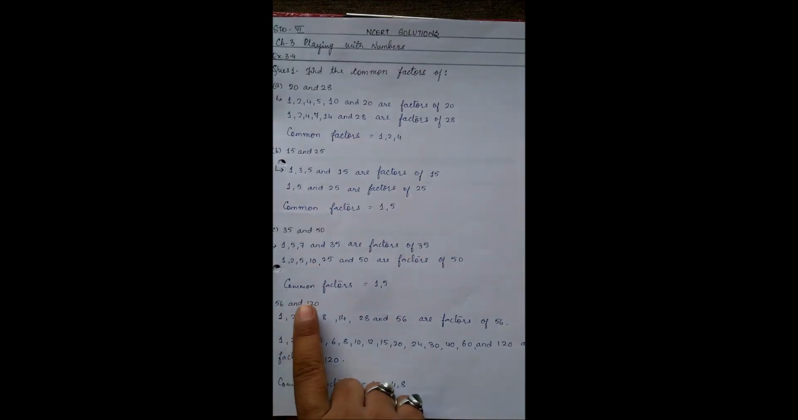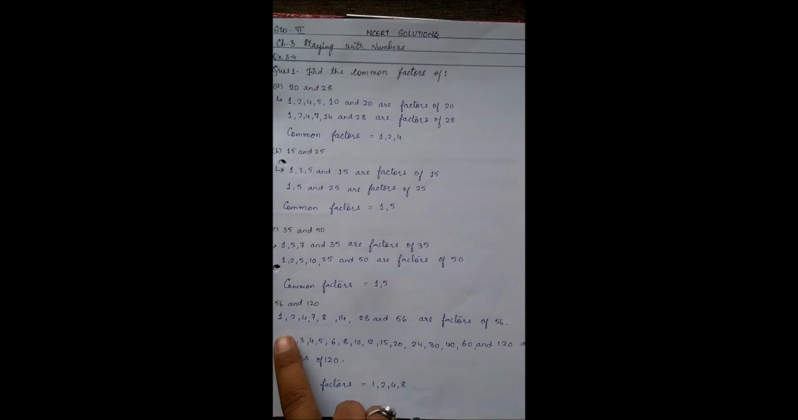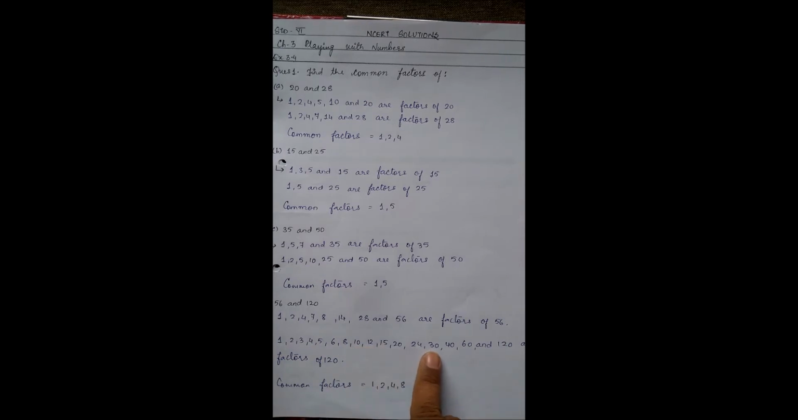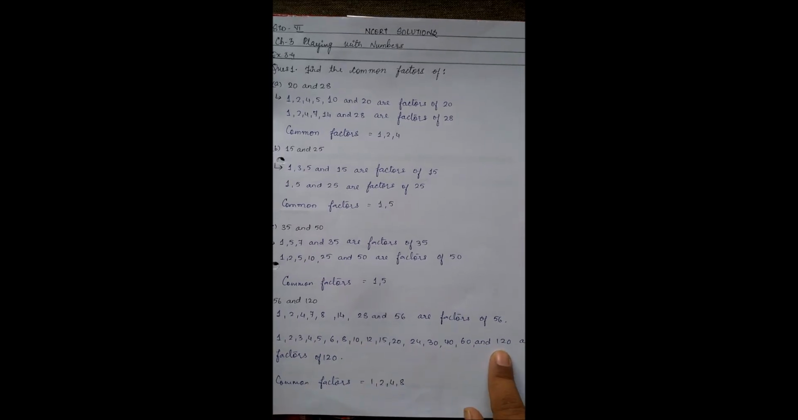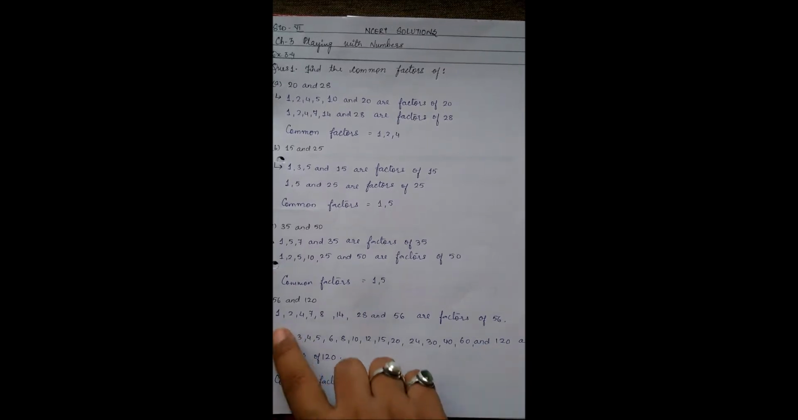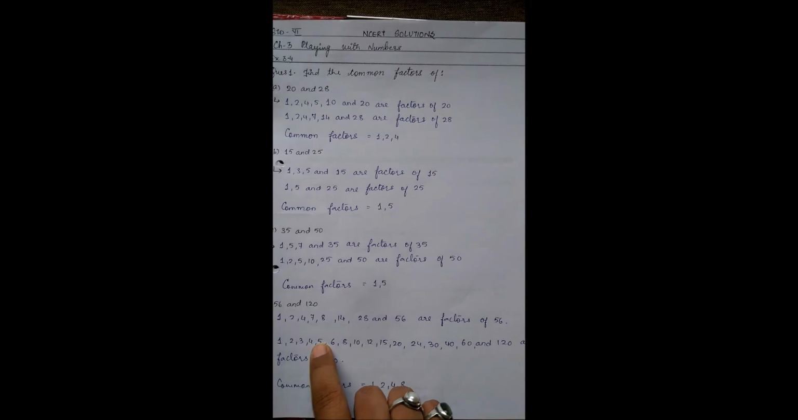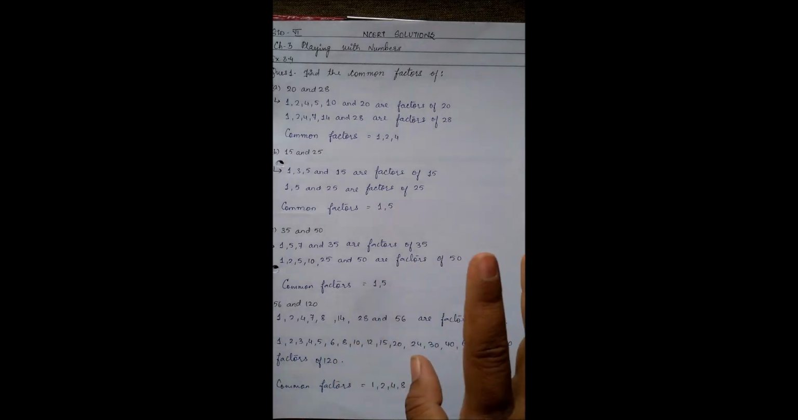The next number is 56 and 120. So the factor of 56 is 1, 2, 4, 7, 8, 14, 28 and 56. And the factors of 120 is 1, 2, 3, 4, 5, 6, 8, 10, 12, 15, 20, 24, 30, 40, 60 and 120. Common factors in both are 1, 2, 4 and 8.